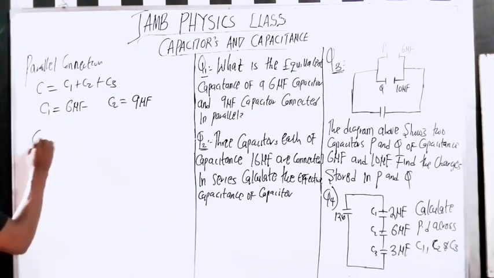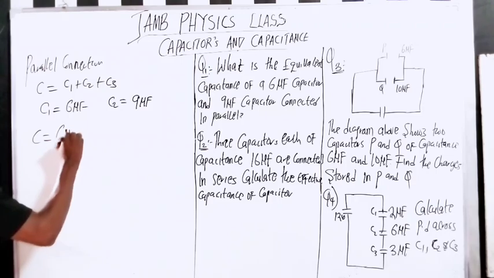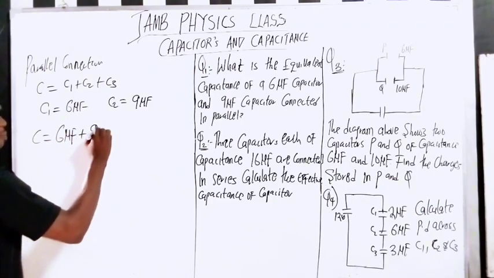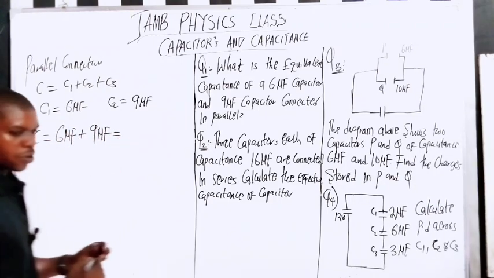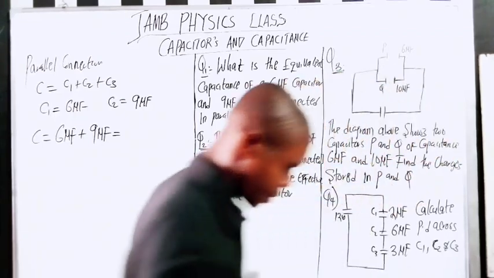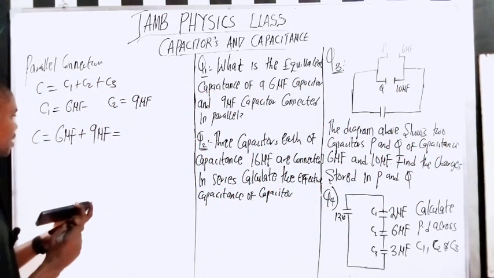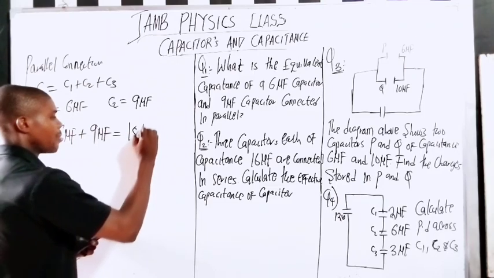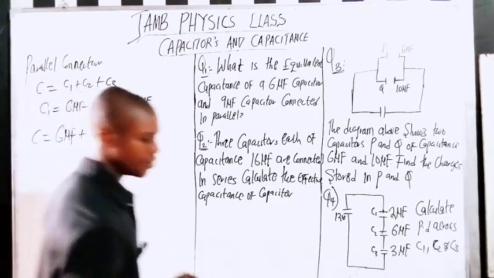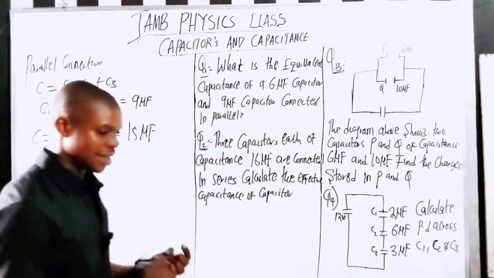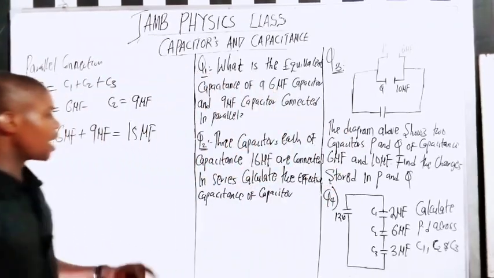So it's going to be C equals 6 microfarad plus 9 microfarad. You add them together. Here we have 6 plus 9, which is 15. So it will be 15 microfarad. As easy as that. It's not too difficult, right? So let's look at the difficult ones.